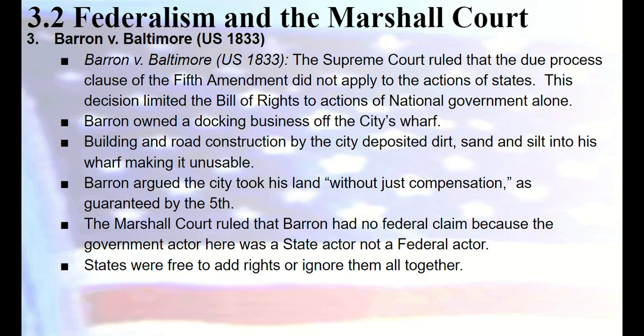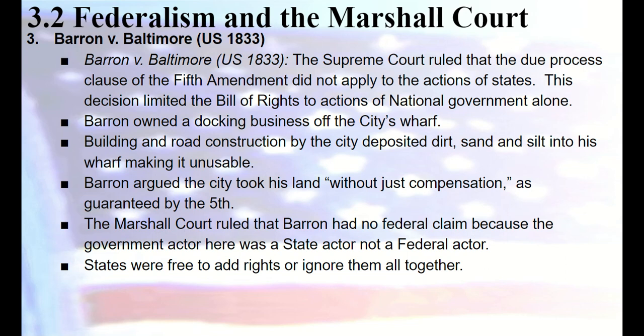So what happened here is Barron owned a docking business off the city's wharf. He owned a dock. Over time, the state of Maryland and Baltimore started building buildings and roads at a high rate. And because of the construction, the city began to inadvertently deposit dirt, sand, and silt into the wharf and made his wharf, Barron's wharf, his dock, unusable.